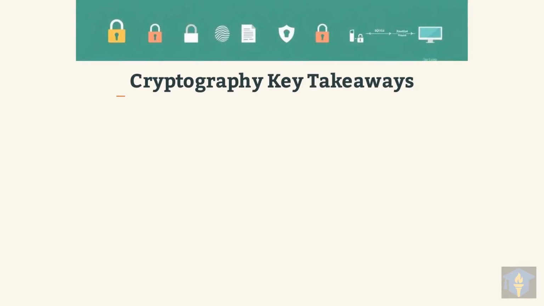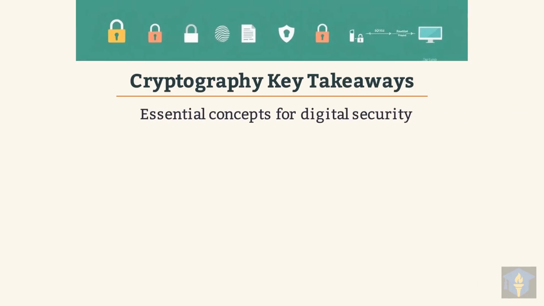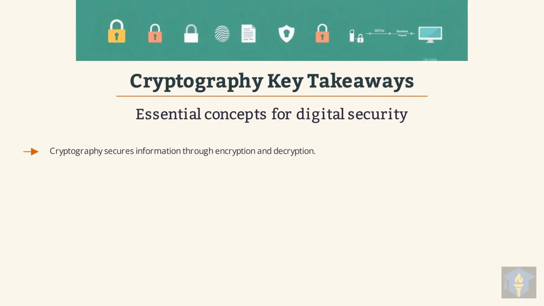To conclude, let's summarize the key takeaways from our discussion on cryptography and its essential role. These are the essential concepts that underpin digital security, protecting our information in the modern world. Remember, cryptography fundamentally secures information by transforming it through both encryption and decryption processes. Symmetric encryption uses one key for speed, while asymmetric encryption uses two keys for secure communication exchange.